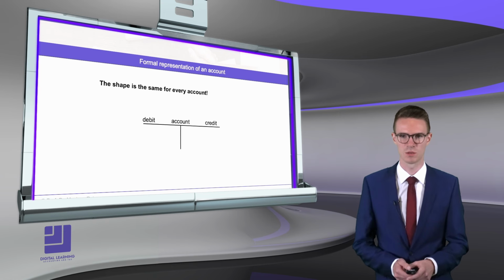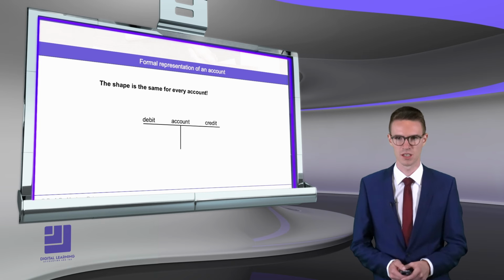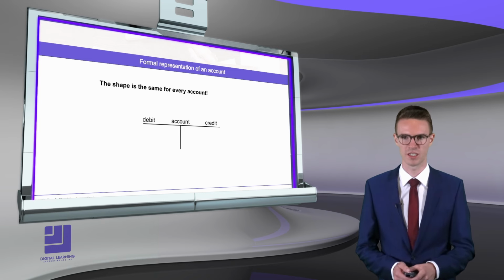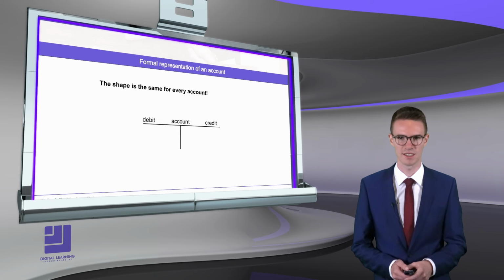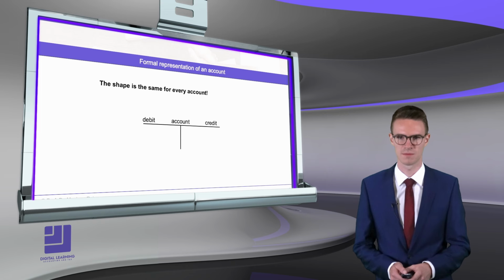On this slide, you can see the formal representation of an account. The shape is the same for every account. On the left-hand side, the debits, and on the right-hand side, the credits.